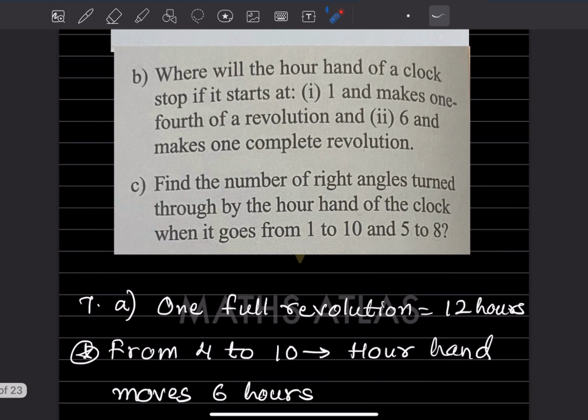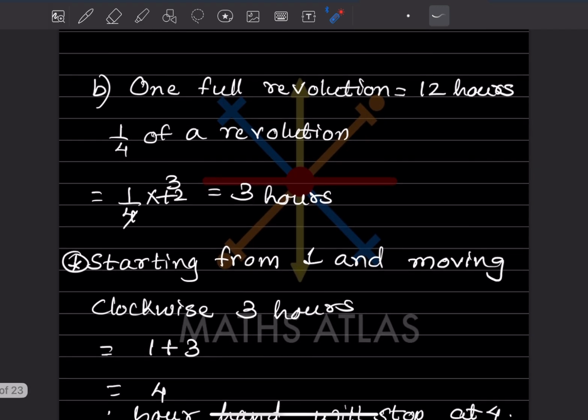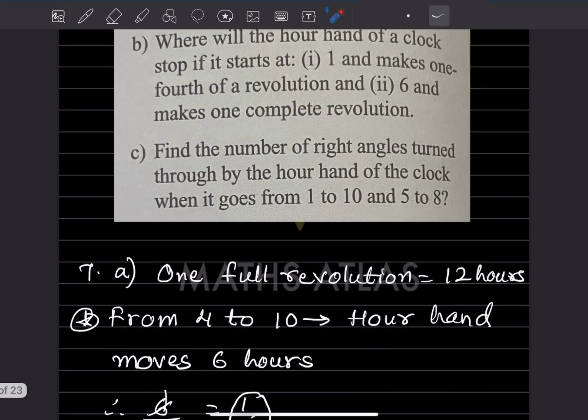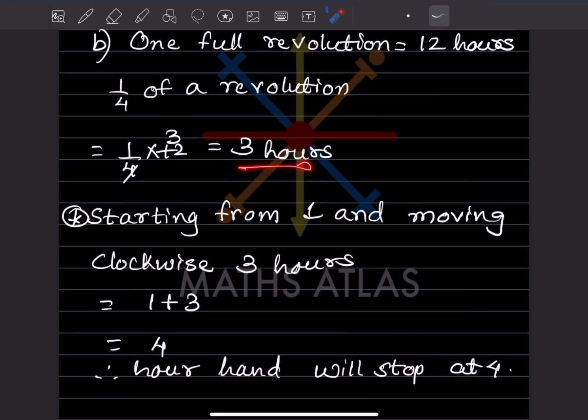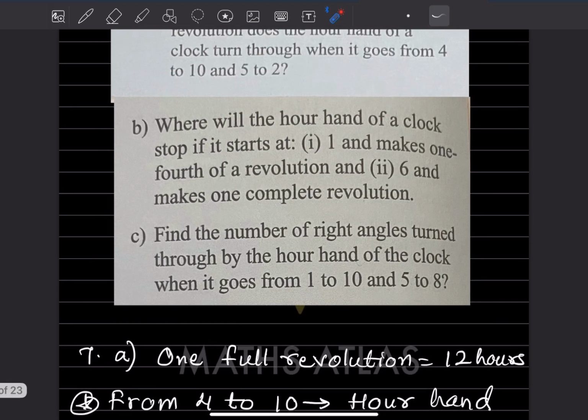And then the next one they have said, starting from 1 and moving clockwise. So this is 1/4 of a revolution, but they said if it starts from 1 and makes 1/4 of a revolution, so what will you do here? This is 3 hours. So it is starting from 1 and moving clockwise 3 hours. So that will be 1 plus 3, that is going to be 4. So our hand will stop at 4. And this, the first one is done.